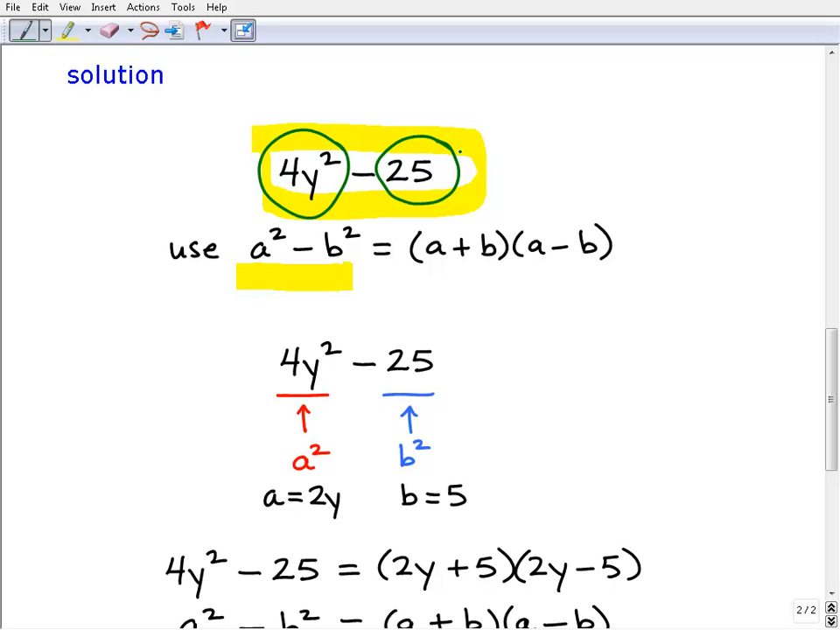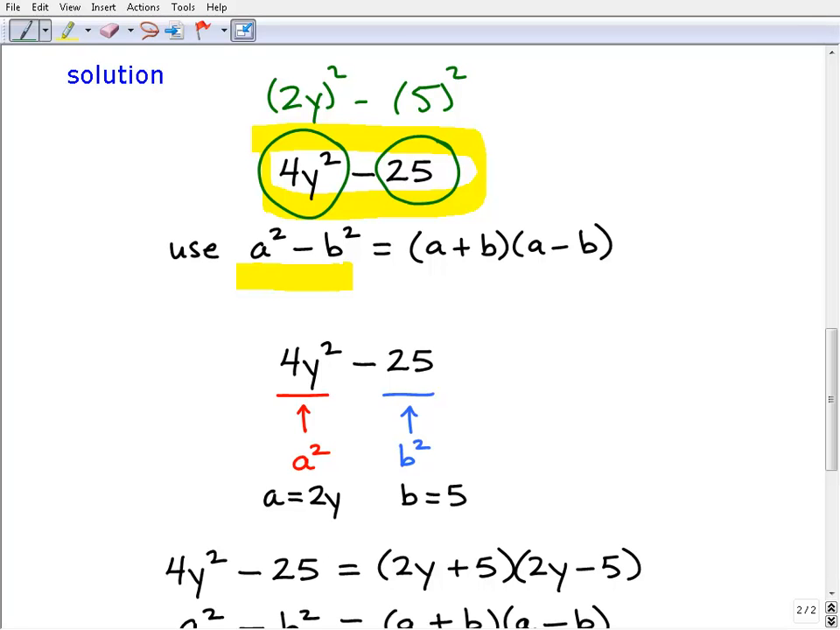And the only way we're going to know what is being squared here is to find the square root. So if I asked you what's the square root of 4y squared, hopefully you could tell me that's 2y, right? Because 2y times 2y will bring me back to 4y squared, and the square root of 25 is 5, right? So we can actually write this in this manner, and that's the way you want to think about it.